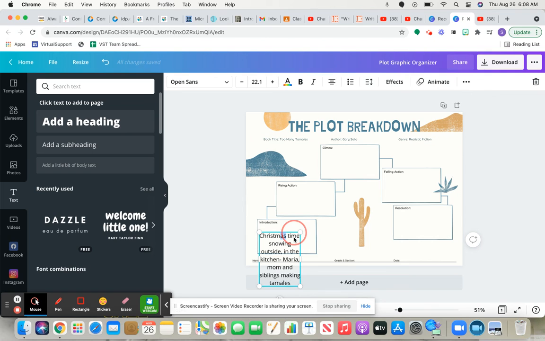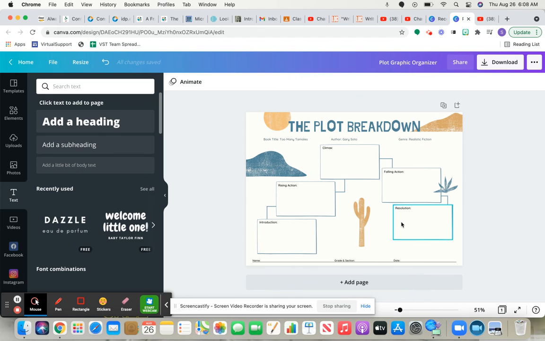It doesn't have to be full paragraphs of the story itself. That's why we read the story. Just go ahead and take some bullet point notes in each of these sections here to fill out your plot breakdown. And please submit when you have finished that.